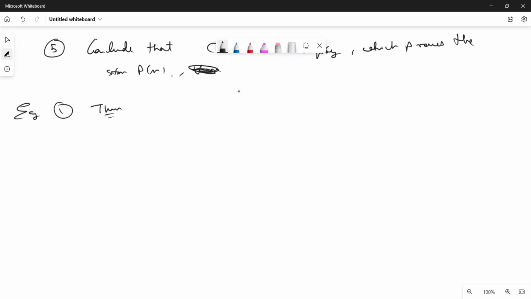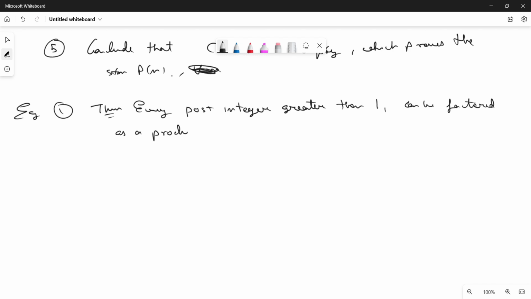So the example number one. There is a very famous theorem. It says that every positive integer greater than 1 can be factored as a product of primes.